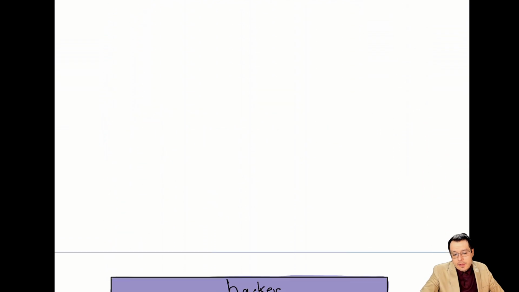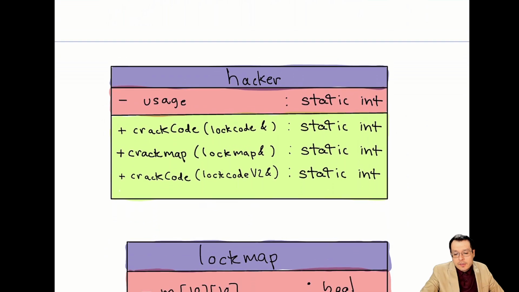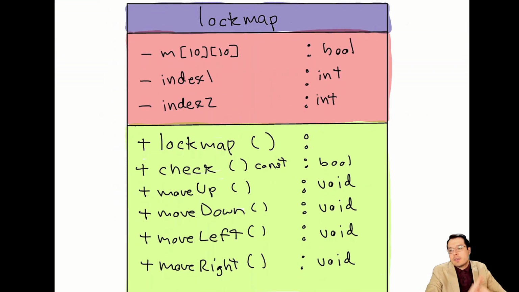So, the first class I want to point out is the lock map. The lock map is the map version of the vault, the second one. Index 1 and 2, we already know what they are. The M is just the array. That's the array of booleans, and it's always of size 10, so indices 0 through 9, both for the first and second coordinates.